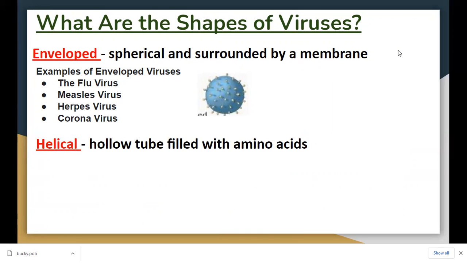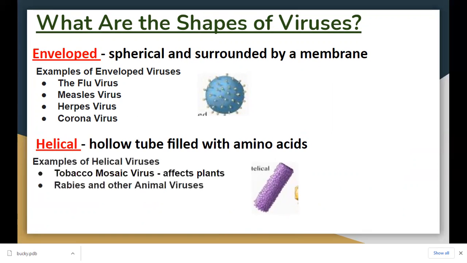Helical is the next shape of a virus. They are hollow-filled tubes with amino acids. They look like this. They're hollow-filled tubes. Examples of helical viruses: the tobacco mosaic virus that affects the tobacco plants, and the rabies and other animal viruses are helical.